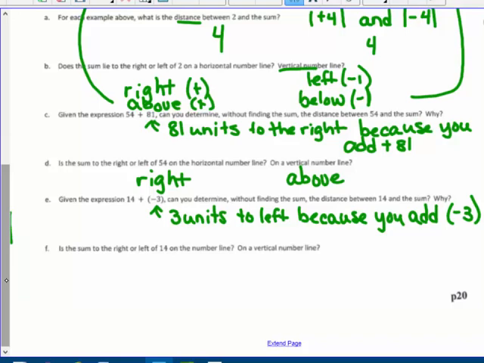14 plus negative 3 would get me at positive 11. Is the sum to the right or left on the number line? The sum is going to be left of 14. I get the answer 11. On the vertical number line, it would be below because I'm adding negative 3, right? Because of the negative.